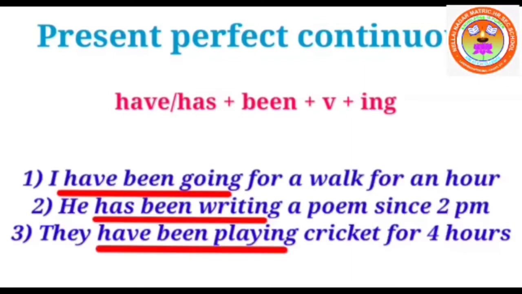The first example is I have been going for a walk for an hour. So have been going is the verb. Have is present, been is perfect, going is continuous. So present perfect continuous.